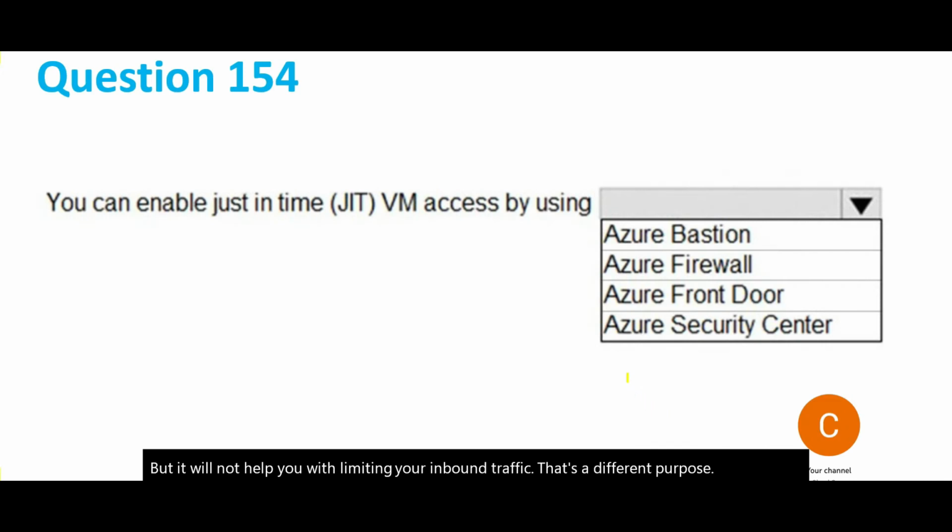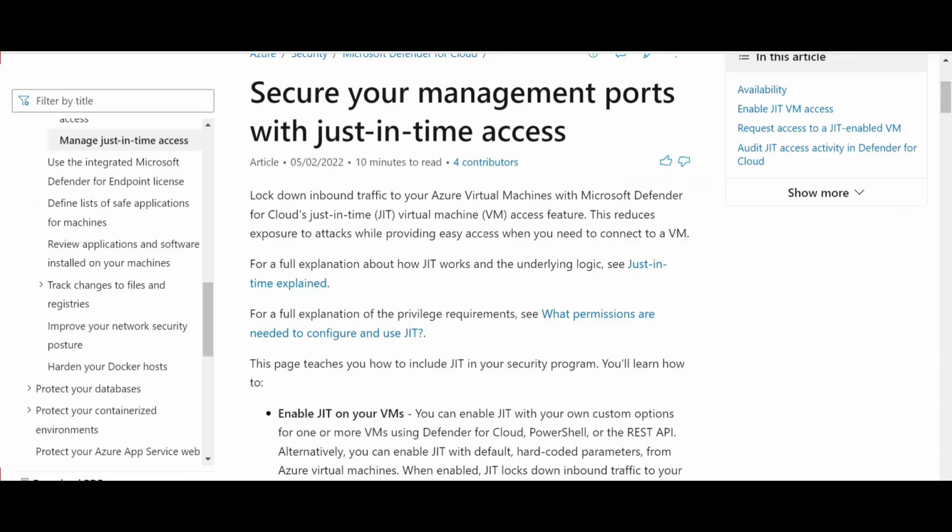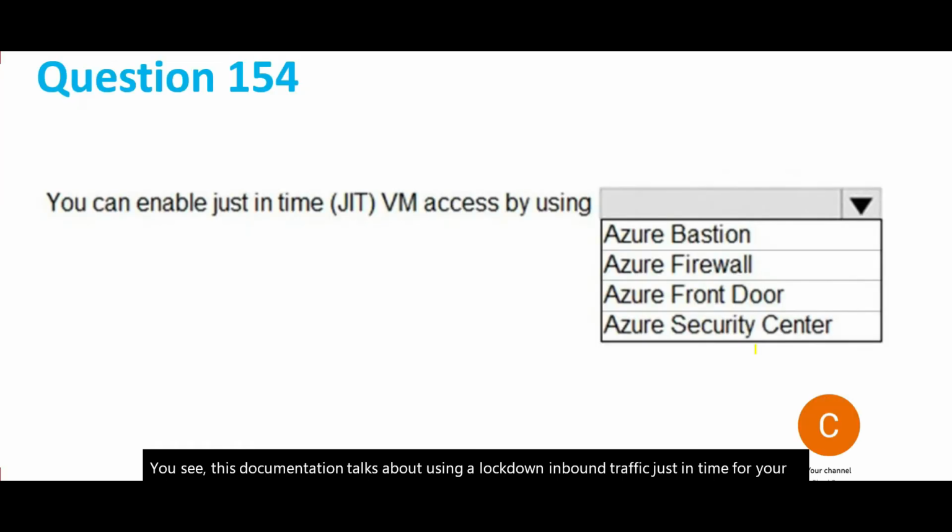Okay, let's look at this one. You can enable just-in-time VM access by using what? You see, this documentation talks about locking down inbound traffic just in time for your virtual machines using Defender. What I told you, Security Center is now Defender. So in your latest exams, you might not see Security Center. You might see it as Microsoft Defender for Cloud. So this should be the answer. This is the final answer.